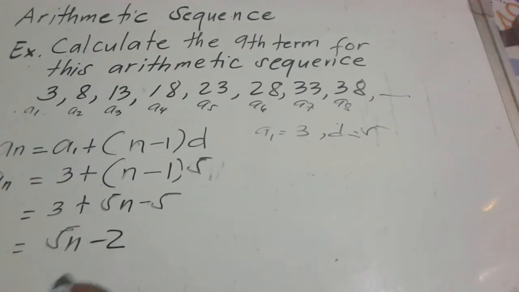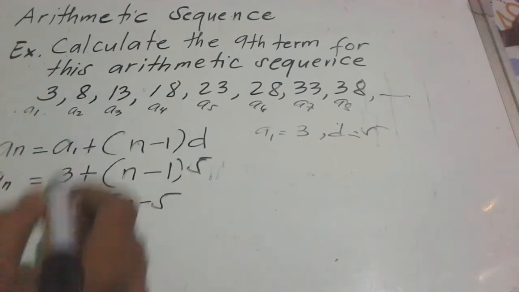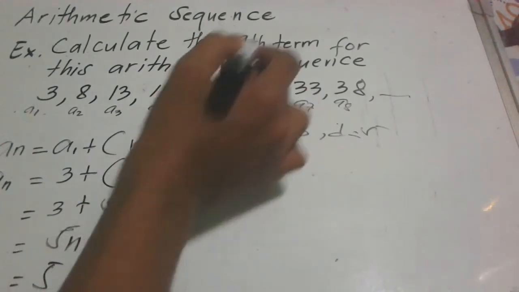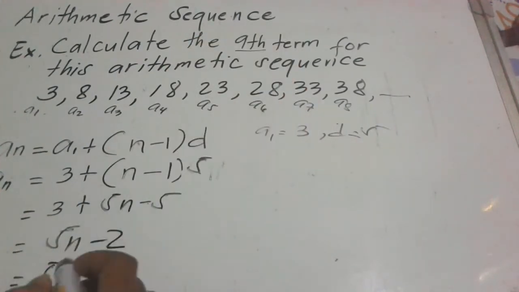So ito na ba yung sagot? Hindi pa, yan ang formula para sa pang 9 term. Ano yung hahanapin natin? 9th term, di ba? So, a sub 9. Ano yung n natin ngayon? Ang n natin is 9, number of terms. So, 5 times 9 minus 2.